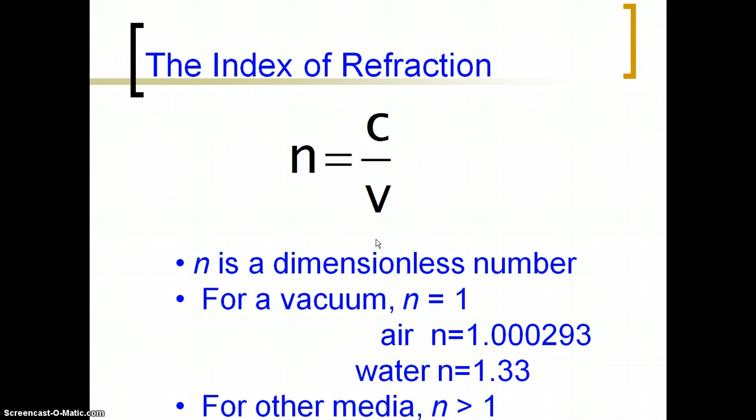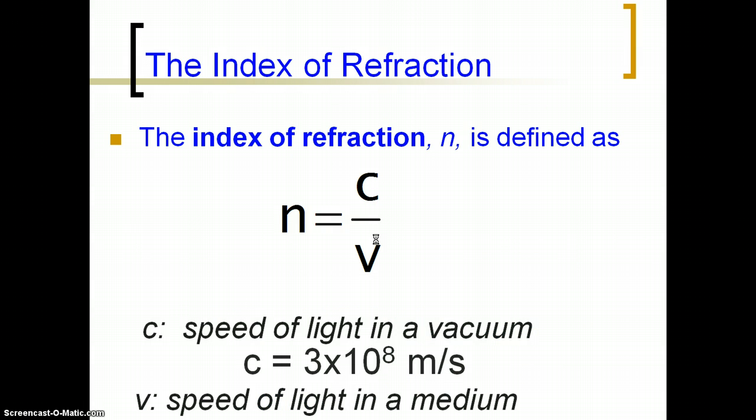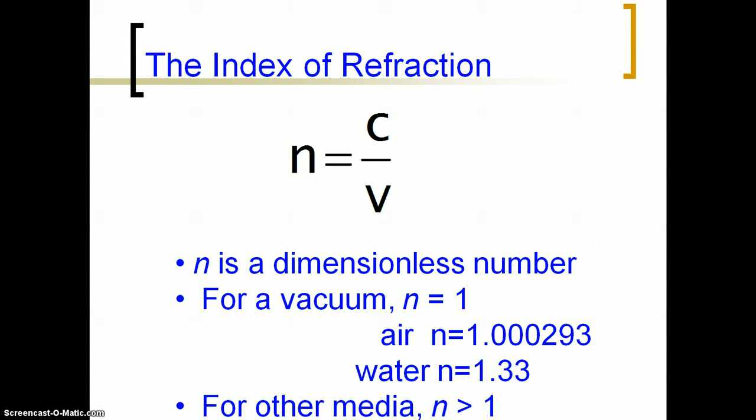Okay, so what is c again? Speed of light in a vacuum. v is the speed of light in that new medium. And n, the index of refraction, is those two quantities, one divided by the other. So n is a dimensionless number. What does that mean? It has to be greater than 1, or equal to 1.